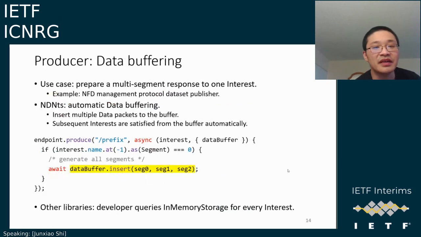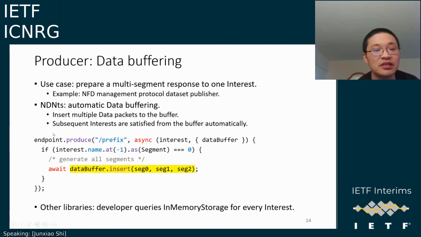On the producer side, NDNTS can support automatic data buffering. The use case for automatic data buffering is when the producer wants to prepare a multi-segment response to one interest, and then wait, and the subsequent segments will be answering the later interests. A concrete example is in the NFD's management protocol dataset publisher. You can send the interest to NFD, ask it to return all the RIB entries, but the RIB can be larger than a single segment. There can be multiple segments, and there is buffering needed.